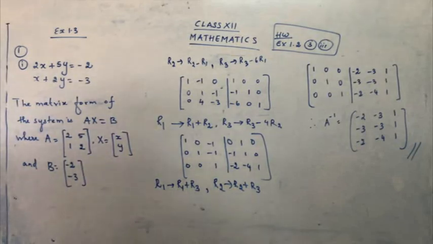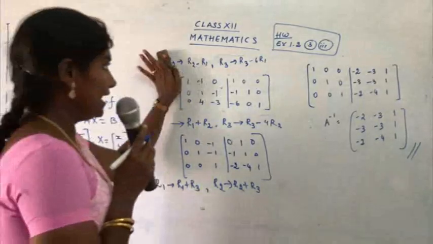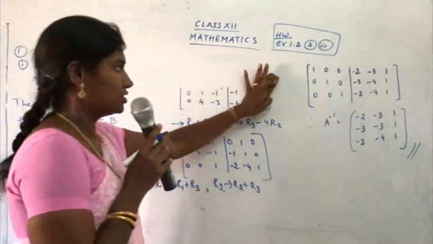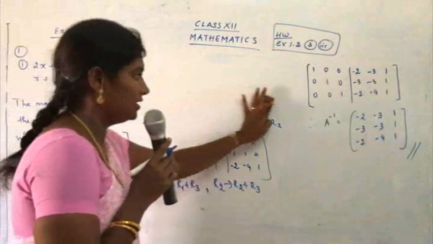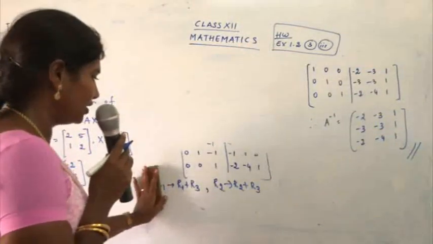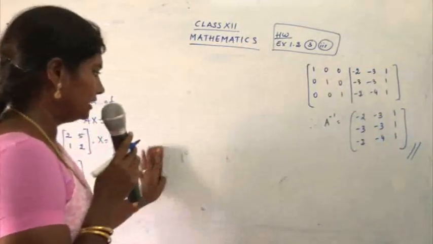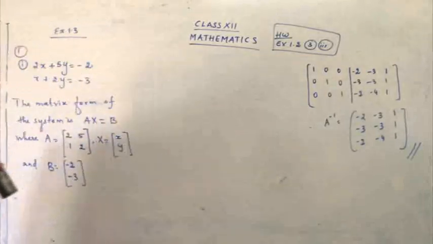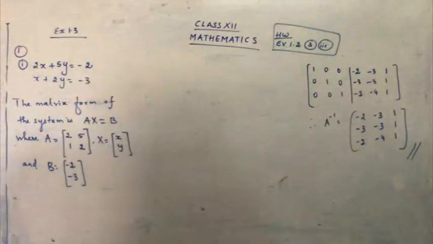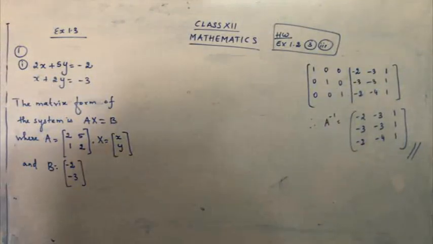Now what we are going to do is find the determinant of A. The question is on the matrix inversion method, so first of all we are going to check whether the inverse exists. This is the same as what we followed in our previous sums, in exercise 1.1, where we found the determinant of A. If the determinant of A is not equal to 0, we say the inverse exists. So find the determinant of A here.